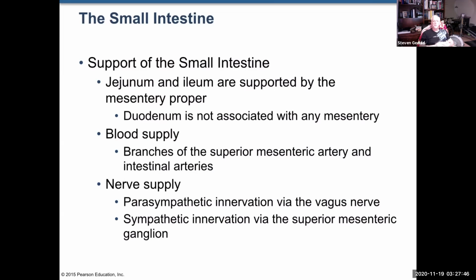All right, support of the small intestine. The jejunum and the ileum are supported by the mesentery proper. Duodenum itself does not have any association with mesentery. It's locked into position there.